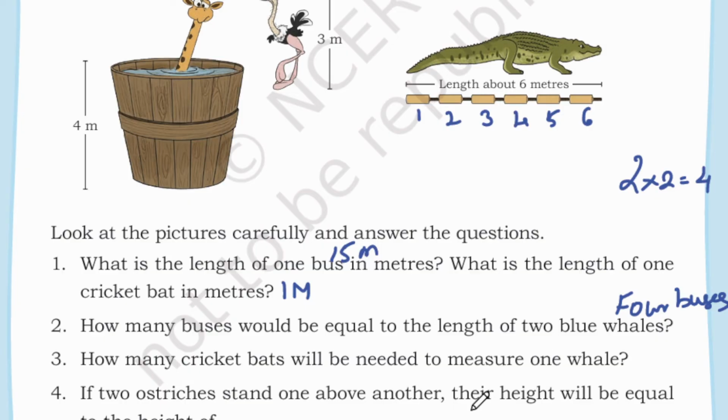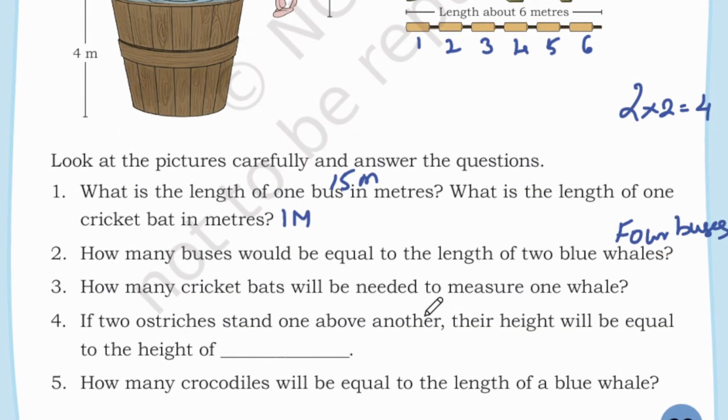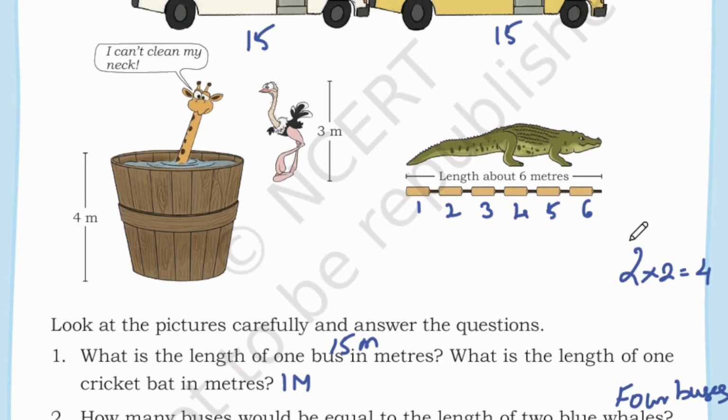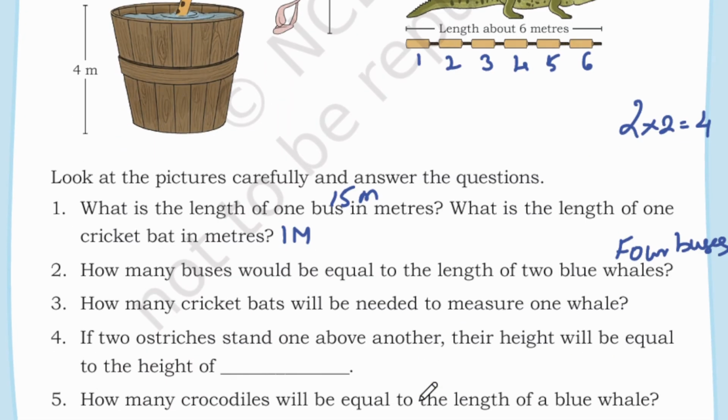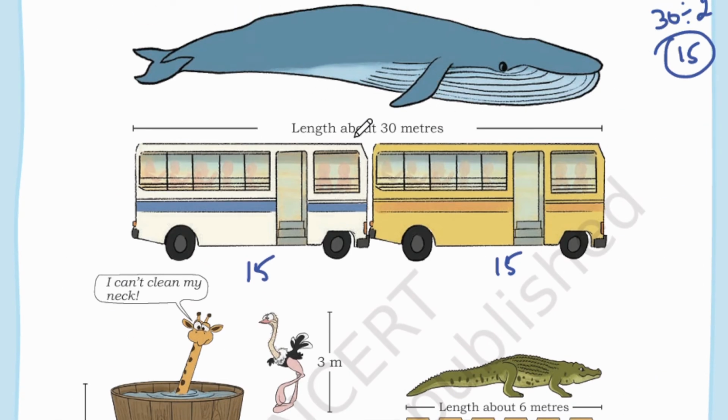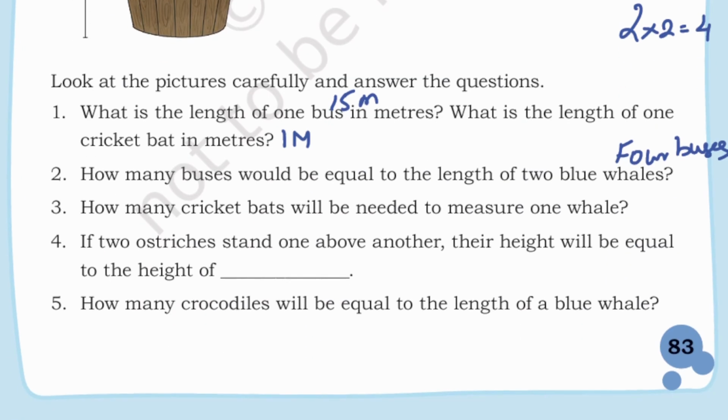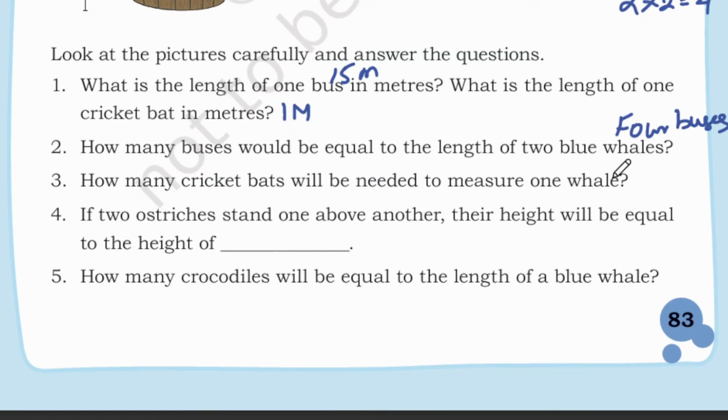I'll show you in a statement also, students, so that you can copy it. Next, how many cricket bats will be needed to measure one whale? A blue whale is about 30 meters. One cricket bat is 1 meter. So how many bats are required? We need 30 bats because the blue whale is 30 meters.